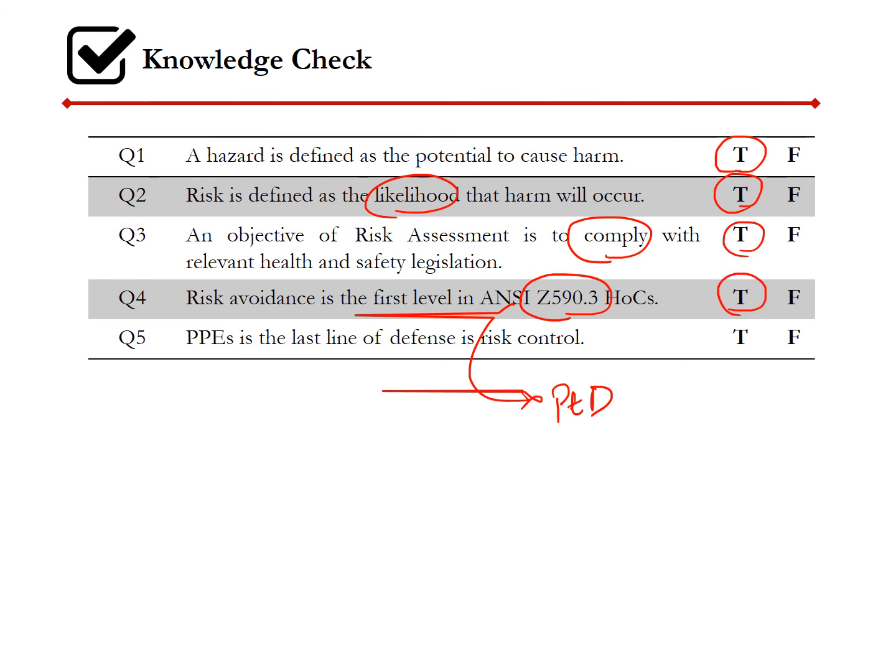PPE is the last line of defense in risk control. That is also true. PPE is not the first line, it's the last line of defense, and we should seek to use higher levels of controls in the HOCs before we come down to PPE.